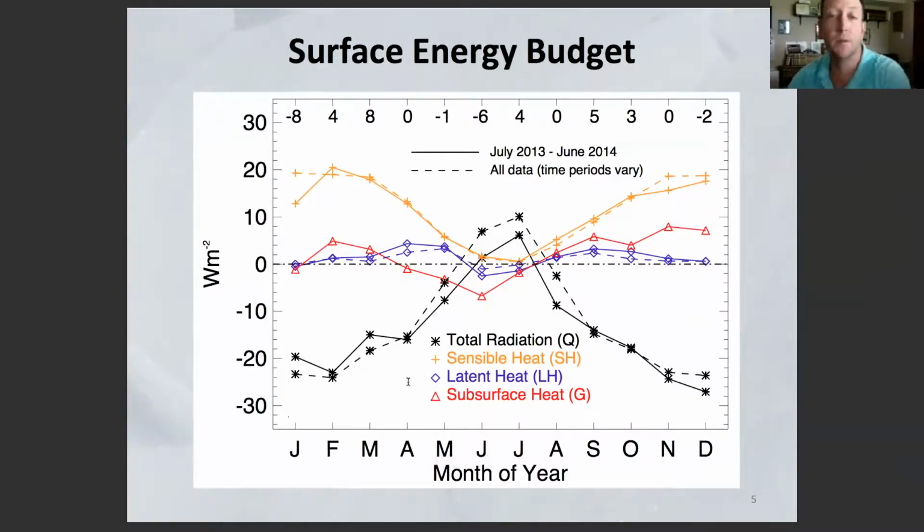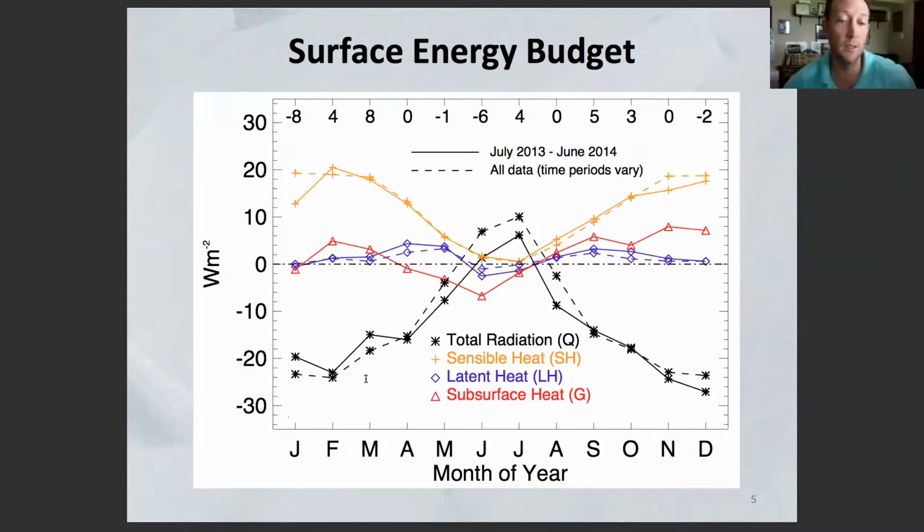So getting into some of the results, we have this annual cycle of the surface energy budget. The year we have all the components is July 2013 to June 2014, indicated by the solid lines in this plot. And for some of the components, we have data dating back to 2011, just to give you an idea of how representative that 1 year might be in these monthly mean plots. You can look at the different components. The negative value is cooling the surface, a positive value is warming the surface.